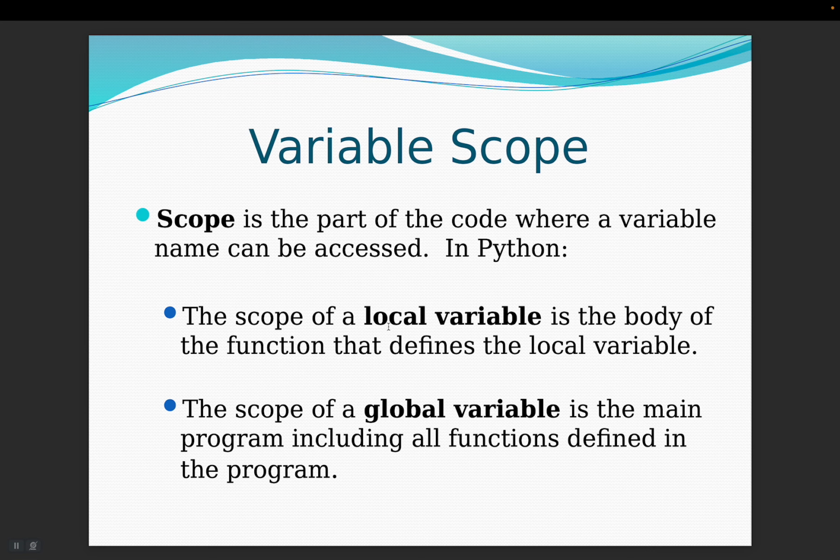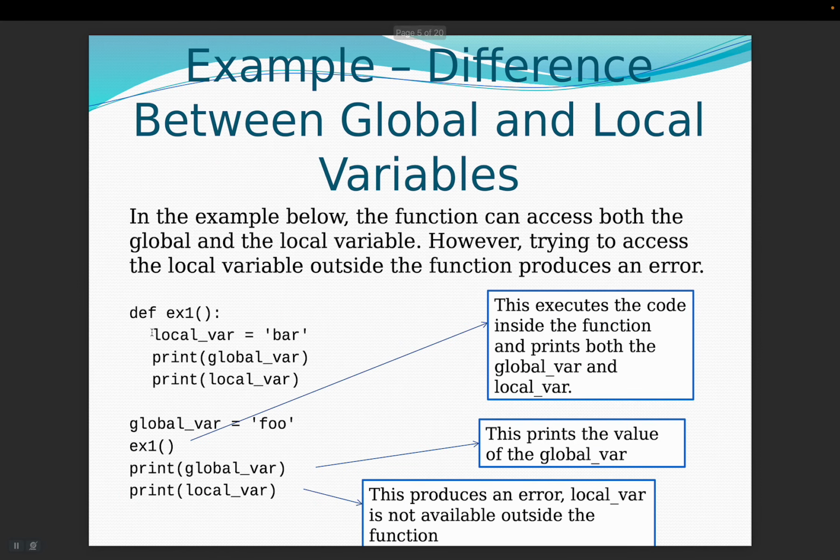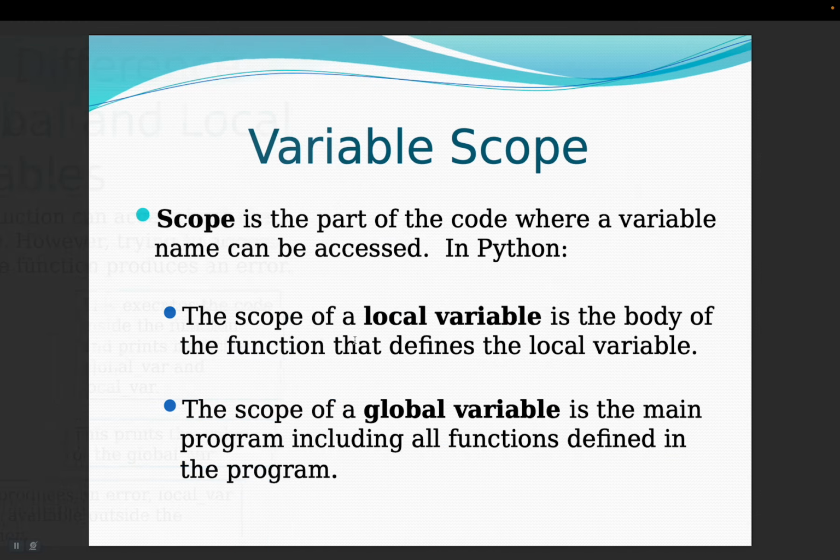In Python, the scope of a local variable is the body of the function that defines the local variable. So this is the body of this function, and the variable is defined inside here. And the scope of a global variable is the main program, including all functions defined in the program.